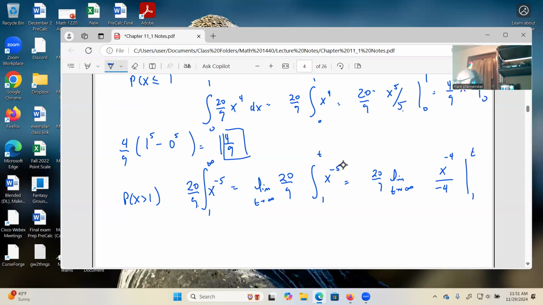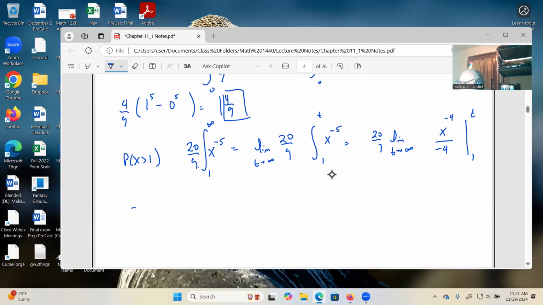20 over 4 is going to give us negative 5. So we have negative 5 over 9, right? That's the negative sign. We have x to the, actually, let me write the limit first. I'll do it that way. All right, 20 over 9, 5 over 9. And then we have the limit as t goes off to infinity. And we have x to the negative 4, or 1 over x to the fourth, from 1 to t.